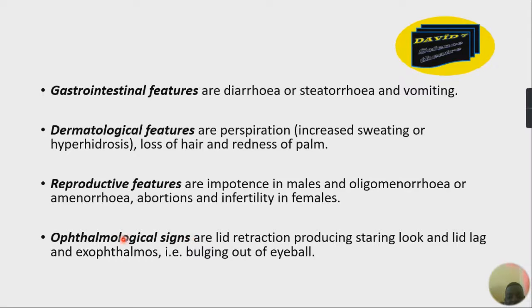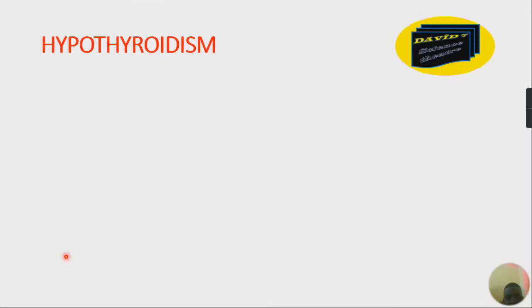Ophthalmological features or signs are lid retraction. The lid is retracted, like in the first picture we saw on the first page, producing a staring look. And lid lag occurs and the exophthalmos, bulging out of the eyes. Okay, let's continue. So that has been hyperthyroidism.